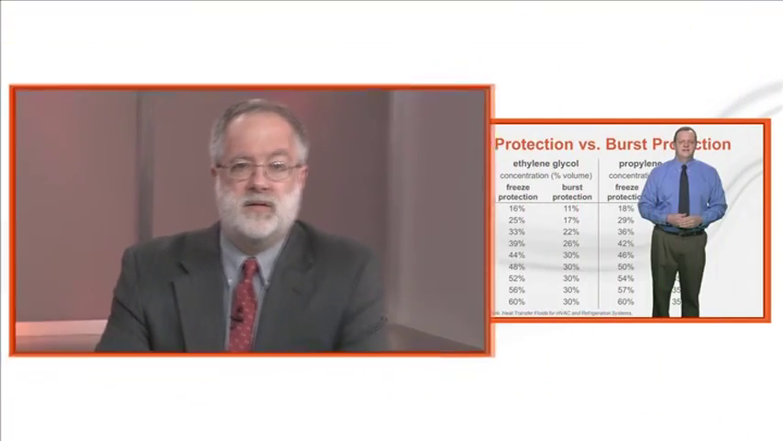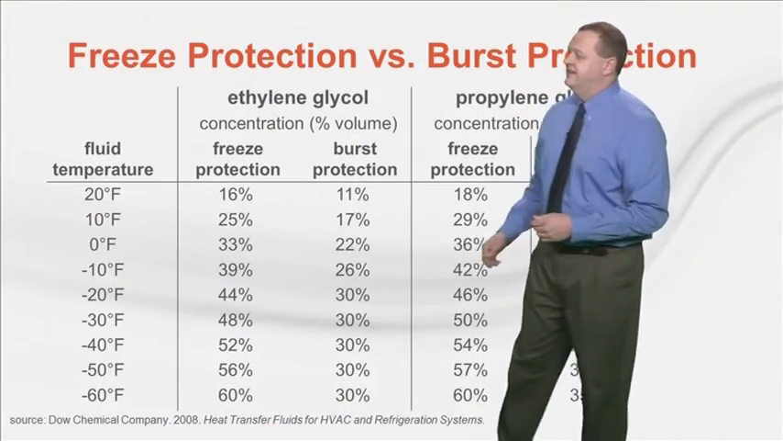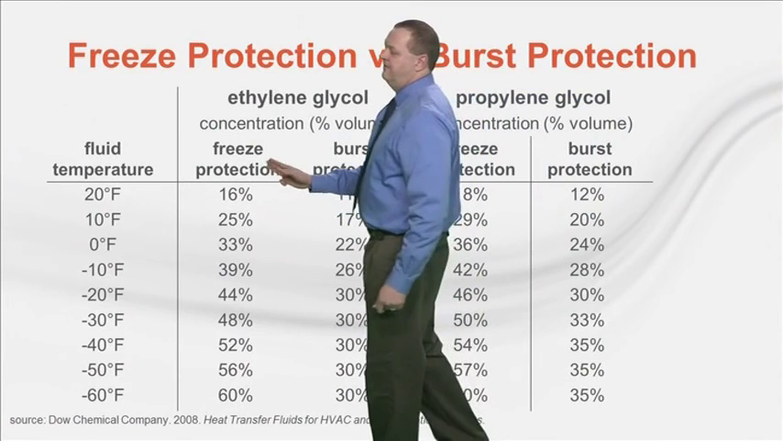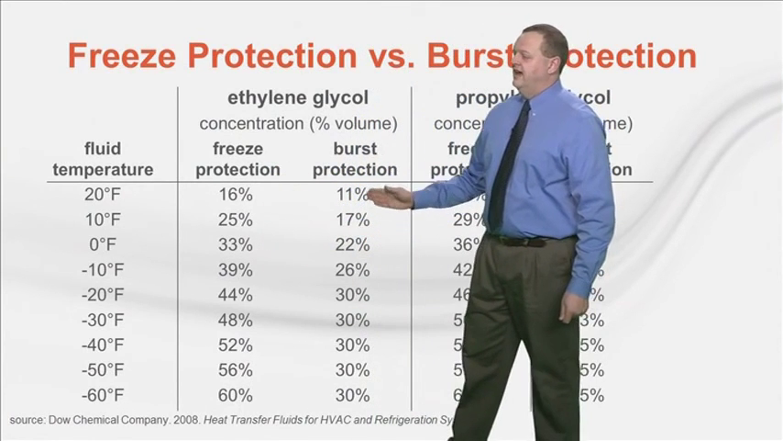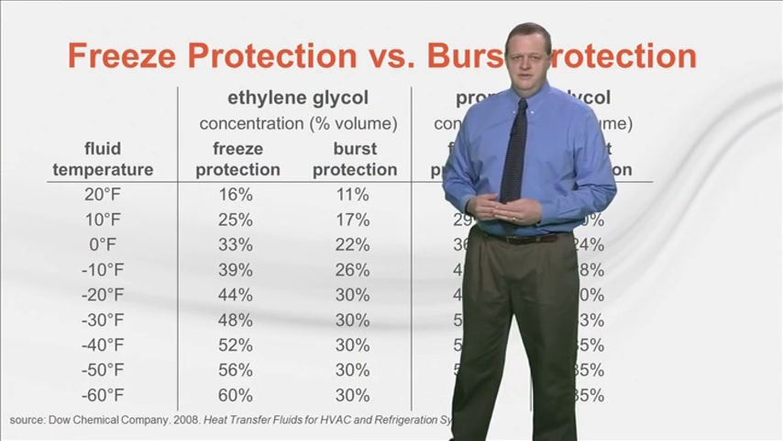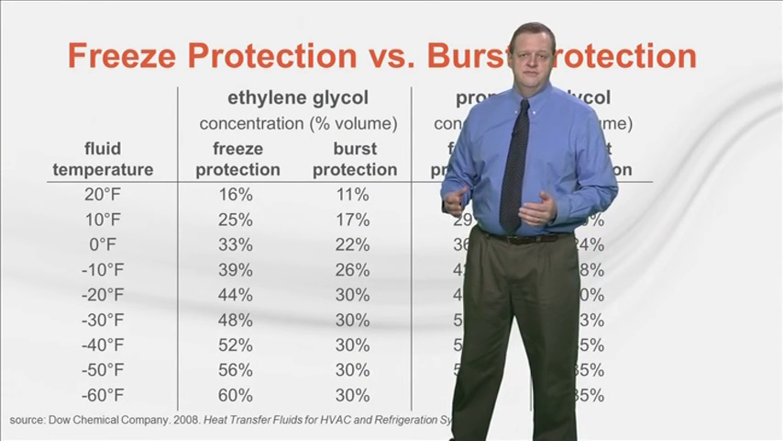And it increases the fluid pressure drop, which impacts pump energy use. So it's wise to not use a higher concentration of glycol than is necessary. Freeze protection indicates the concentration of glycol to prevent ice crystals from forming. And burst protection indicates a concentration to prevent damage to equipment, such as coil tubes bursting.